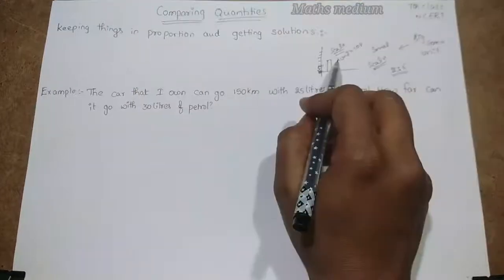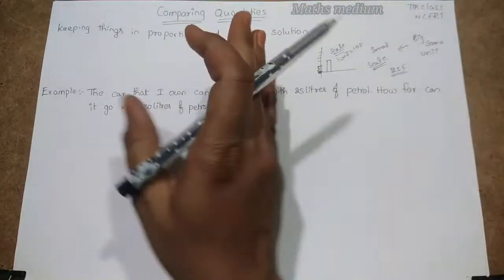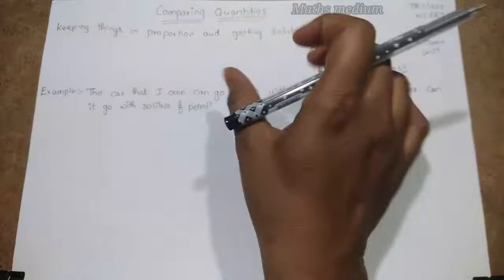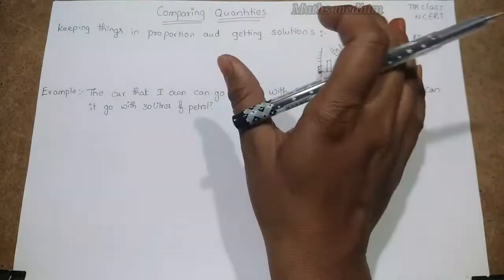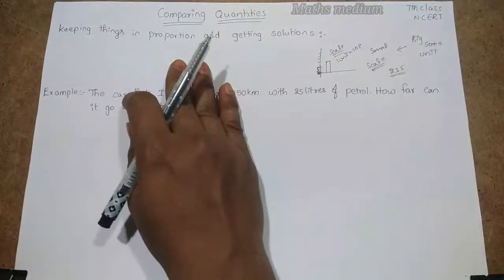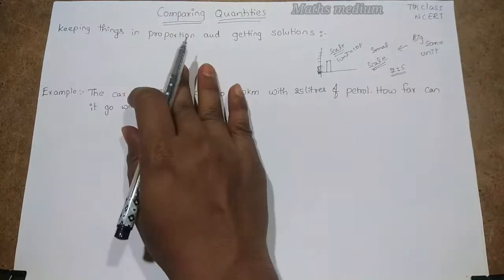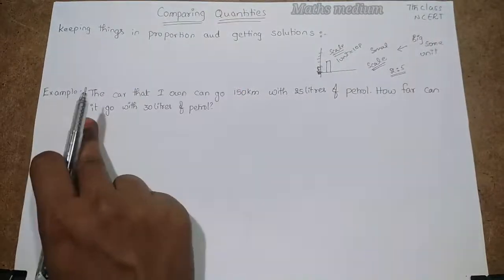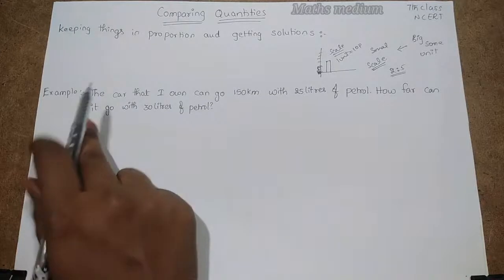So from those proportions, we are making some proportions constant, and by using the remaining proportions we have to get the solution. That is the one. I hope you will understand better with this example problem. So let's see the example problem here.